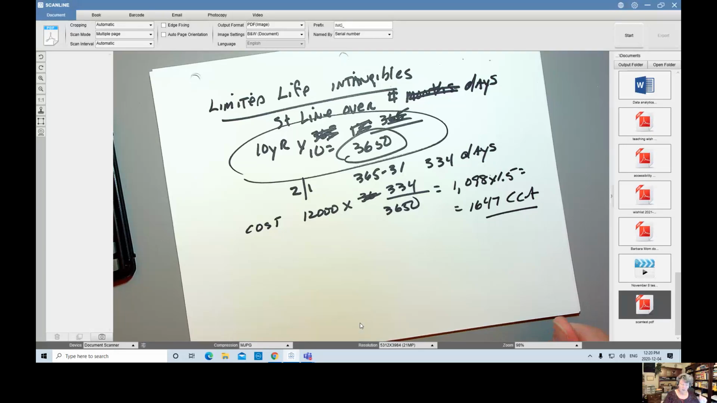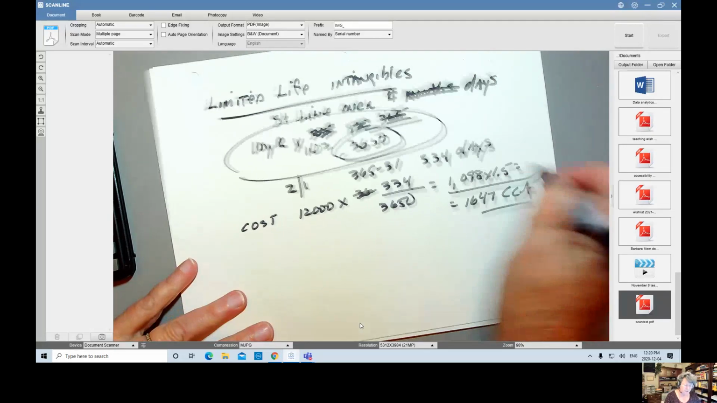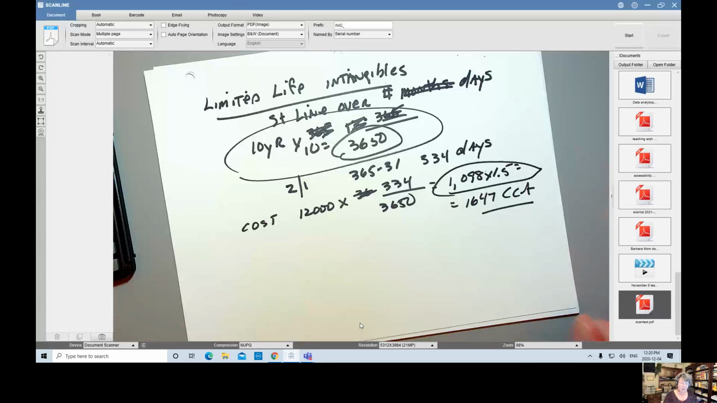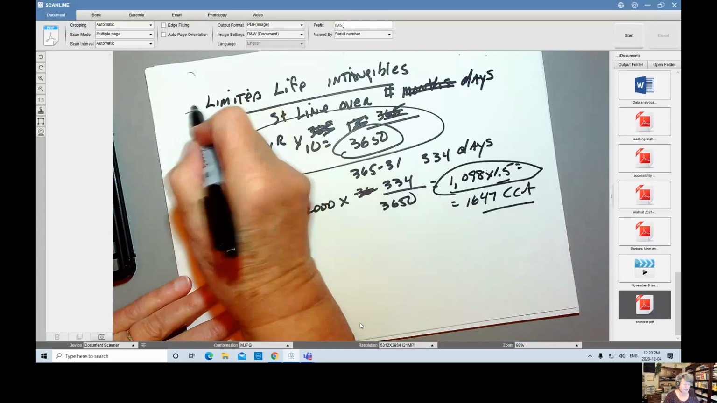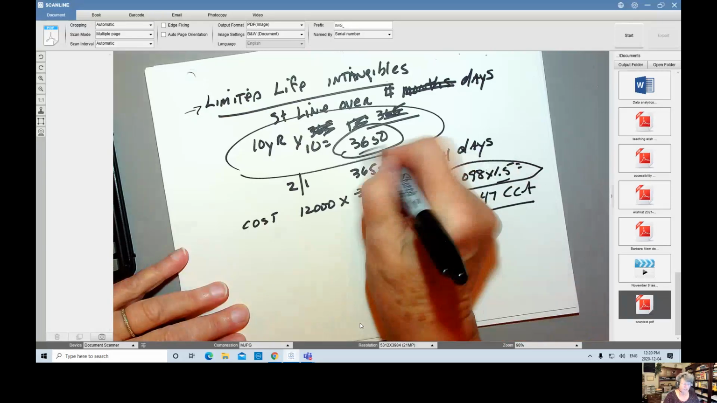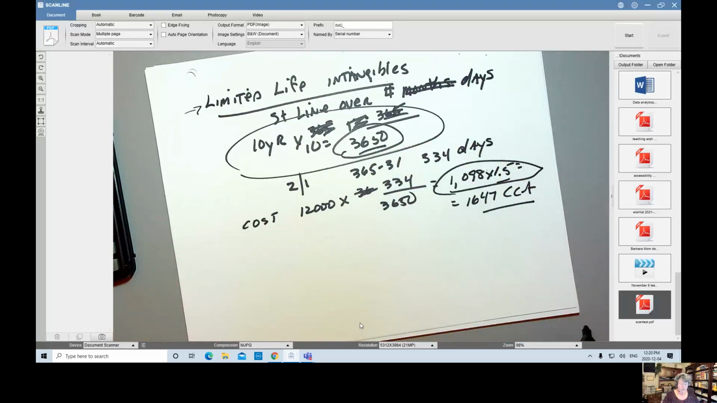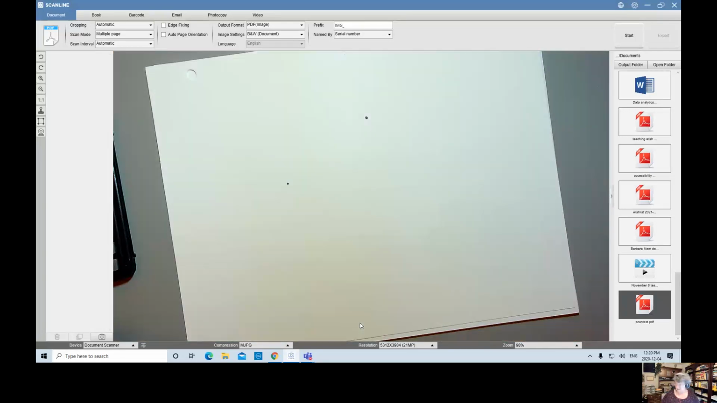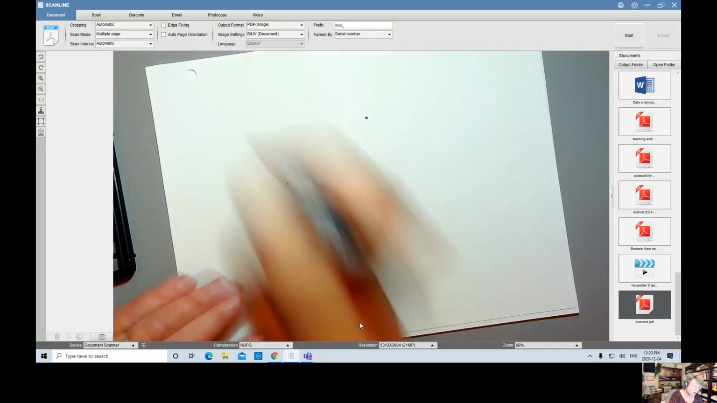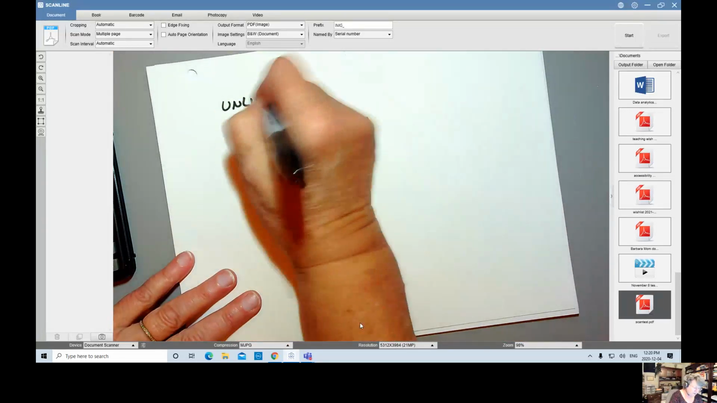So with the straight line classes, you don't do a half-net thing. You just calculate the first year CCA and multiply it by 1.5. So if you have a limited life intangible, straight line, number of days, and the first year 1.5 to get the accelerated CCA.